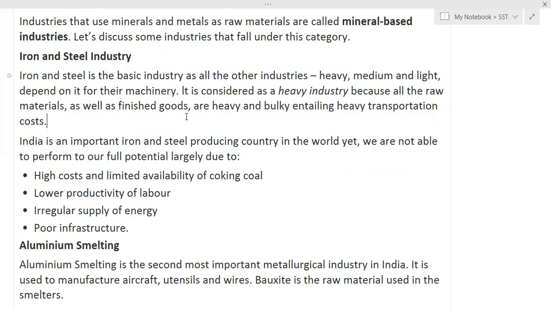High cost and limited availability of coal. We are very limited in coal, and it's very high cost. Low productivity of labor. Labor is there, but still they are not employed. They don't know how to work for this. So something keeps India a step behind. Irregular supply of energy. Energy is not being supplied properly. Poor infrastructure.